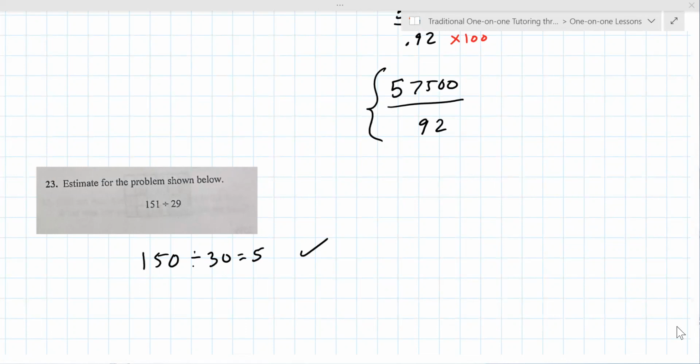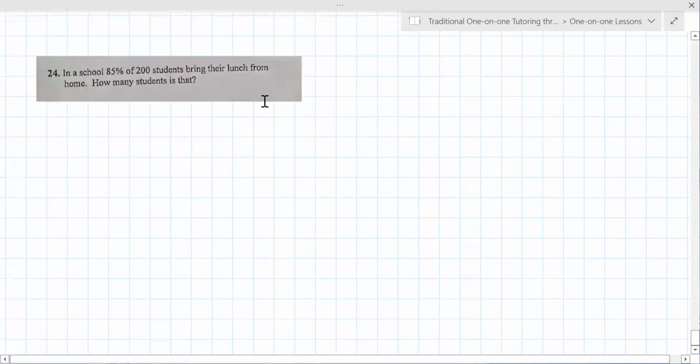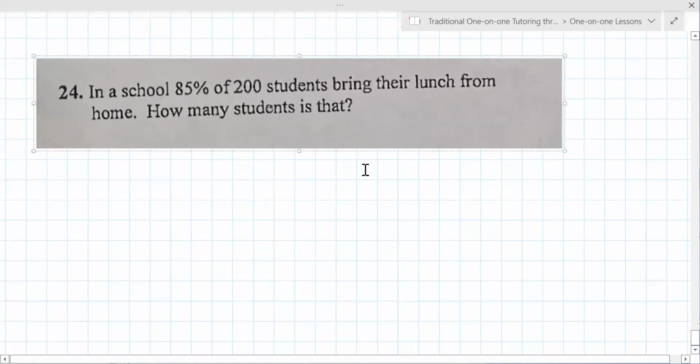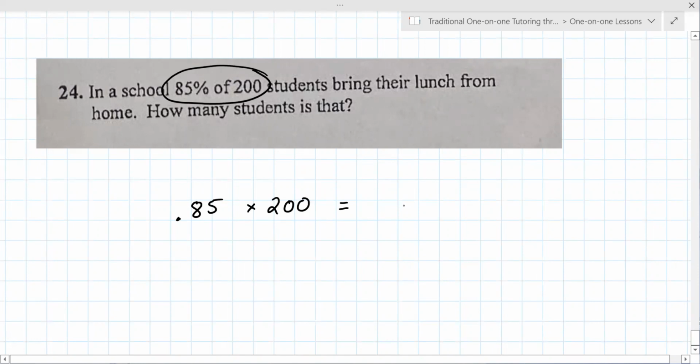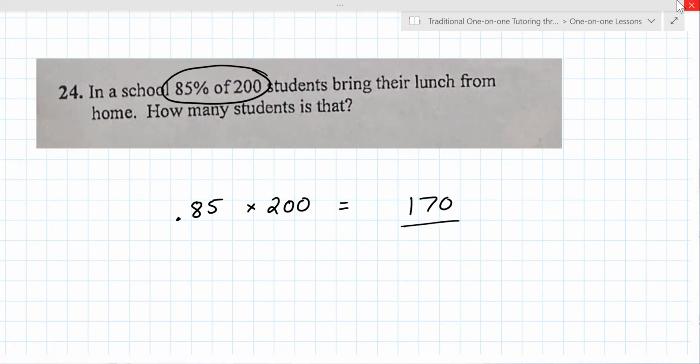So this one, again, it's all about the language. I wish we had more time to dissect this, but it says in a school, 85% of 200 students bring their lunch from home. So the word of means multiplication. Of means multiplication. So you're going to multiply these two numbers and get your final answer. You end up getting 170 for that.